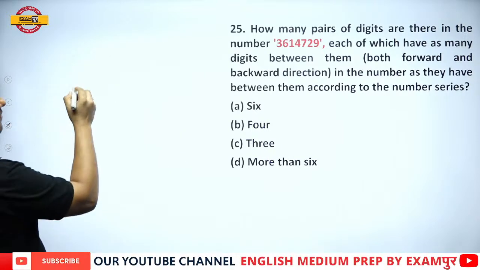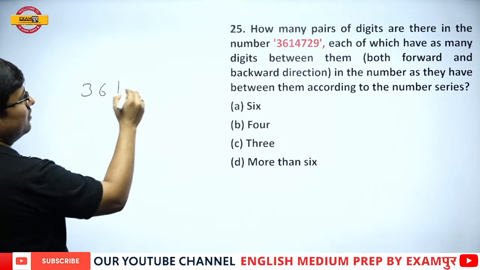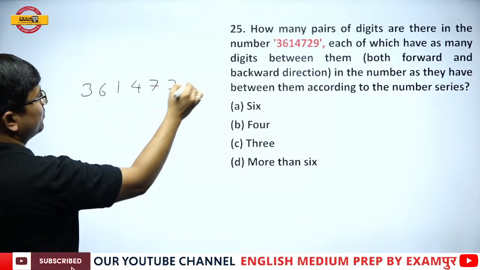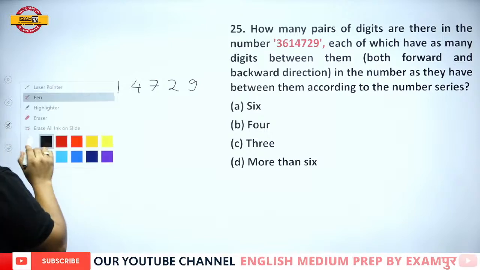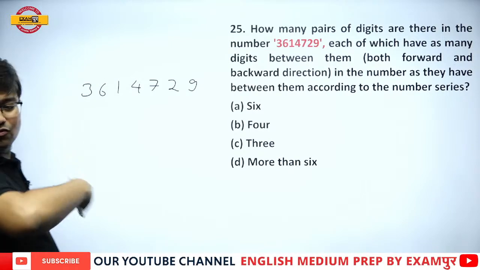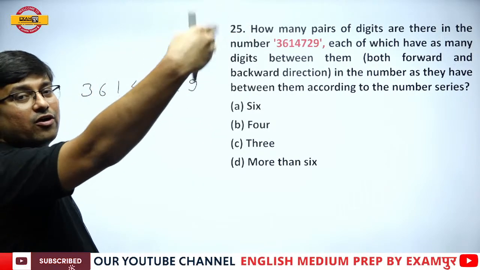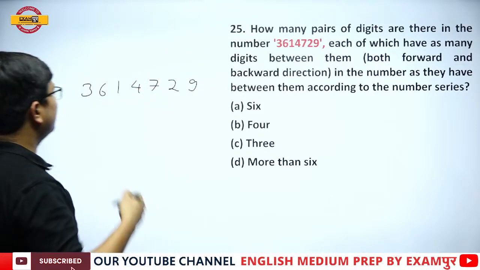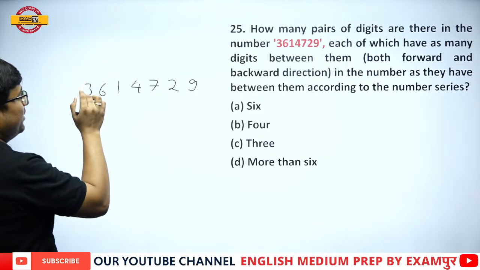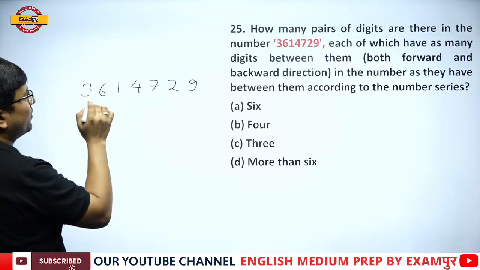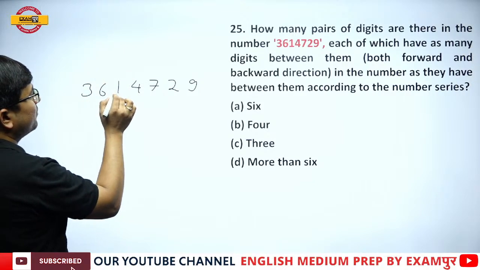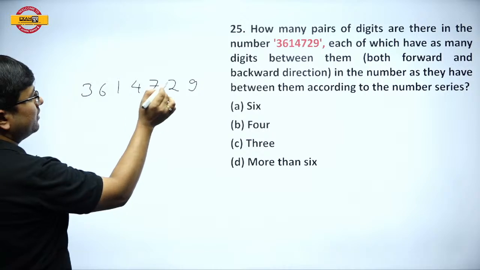Okay. 3, 6, 1, 4, 7, 2, 9. Let me check again. See, forward order means 1 to infinity. Backward order means infinity to 1. So, from 3, 0 can also be there. From 3, forward order: 4, 5, 6, 7, 8 and 9.